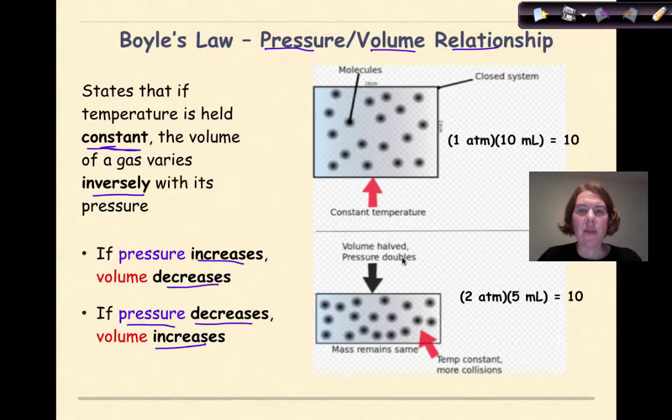And we can see that from this little graphic that we have right here. At the beginning, we have a pressure of 1 atmosphere and 10 milliliters, which gives us a constant of 10. If we cut that volume in half to 5 milliliters, we see that the pressure doubles because we still want that constant of 10, which leads us to the pressure-volume relationship.